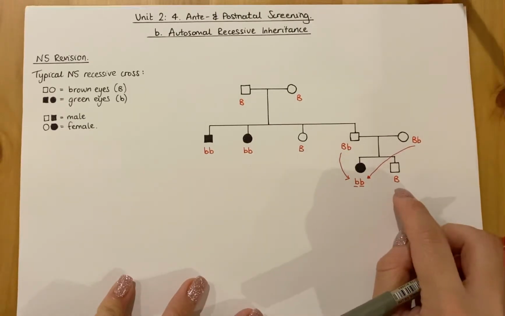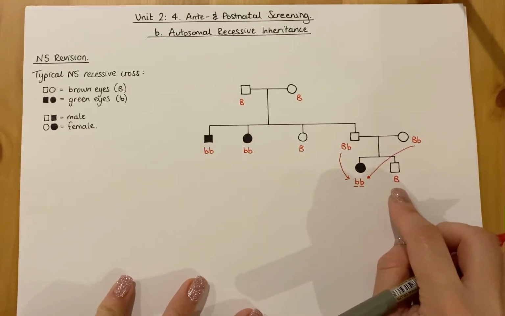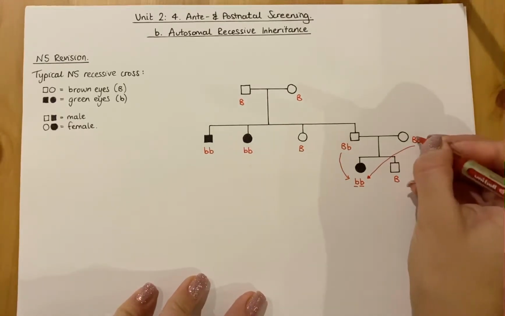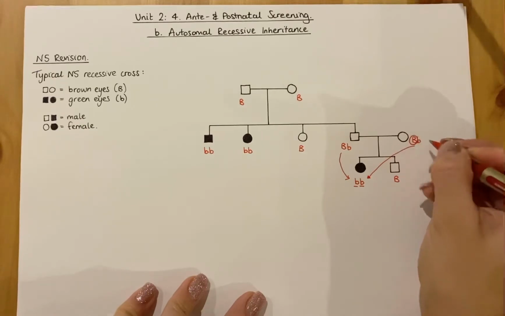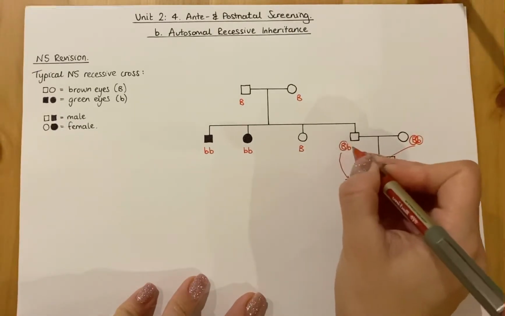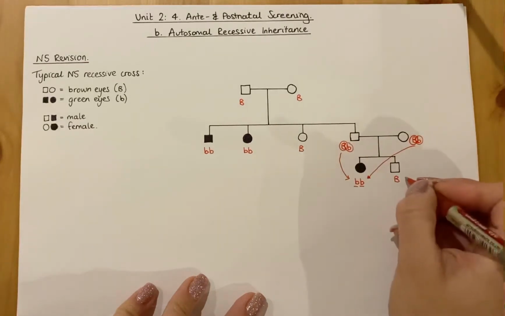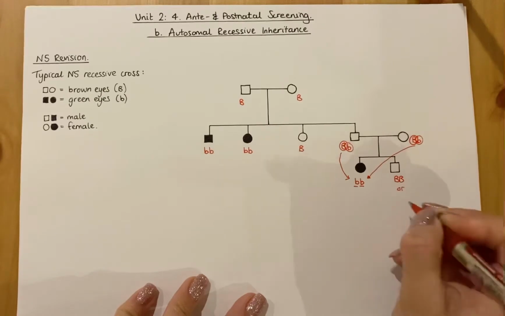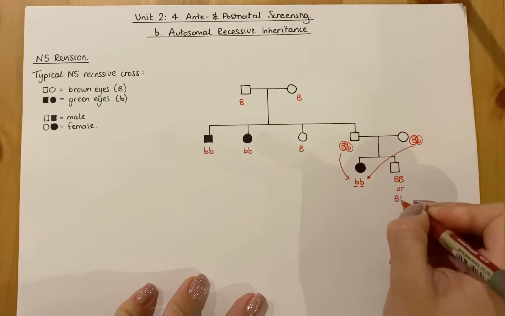Now to determine this child's genotype, we would have to look at what the parents could potentially give. So this parent could either give a large b or a small b, and the same with this parent over here. So this child then could either be homozygous dominant, or it could be heterozygous.